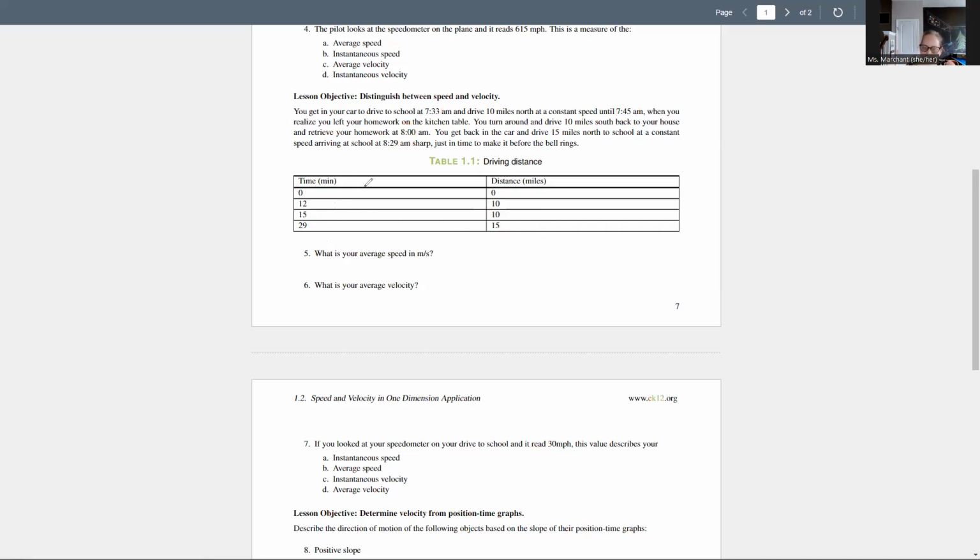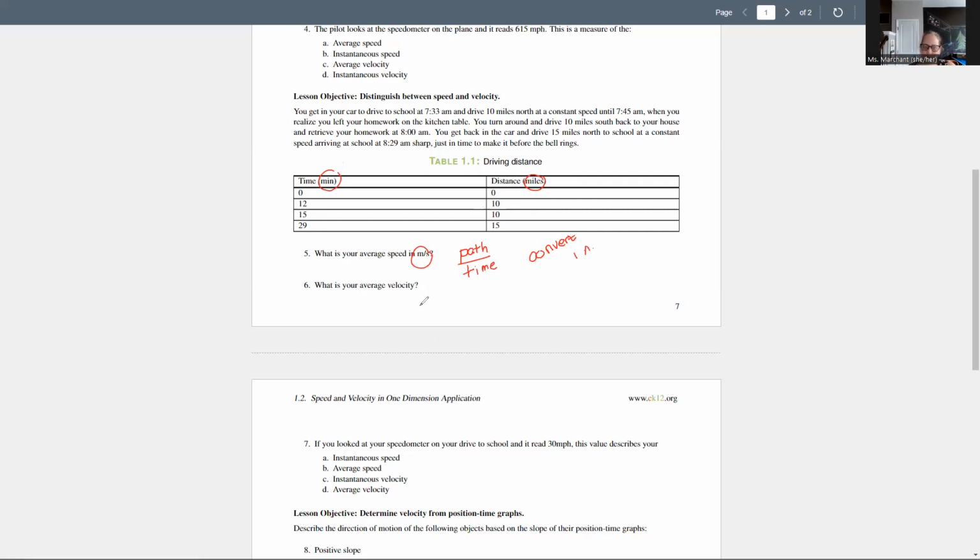So we just verified that that table was correct. What is your average speed? Okay, and that's talking about the path over the time. So you want the total distance divided by the total time, and that's going to give it to you in miles per minute. So make sure then convert. Do not forget to convert using your dimensional analysis formula.